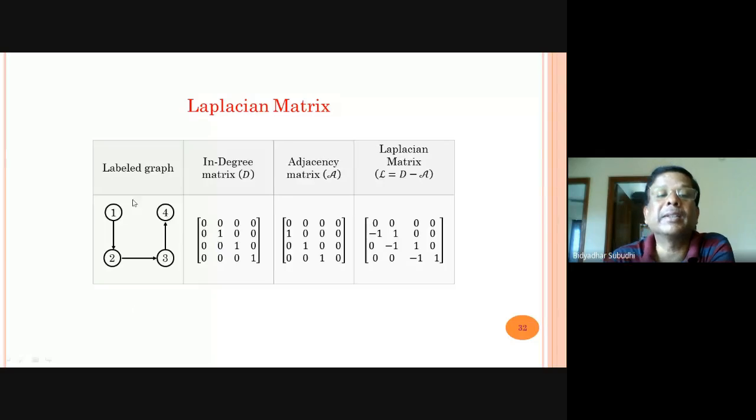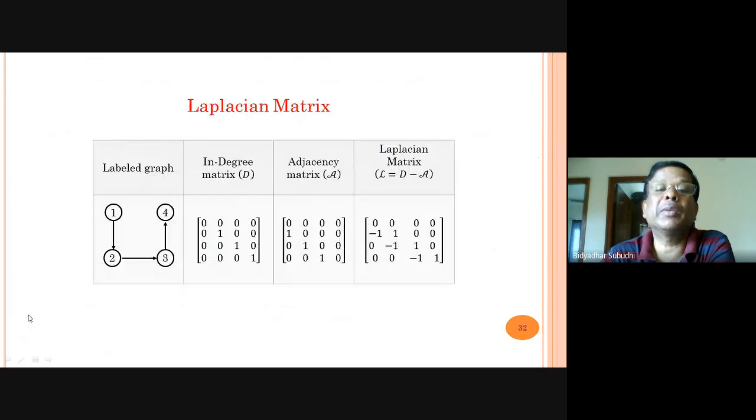This is an example of a graph. From this graph we find that the connectivity is not there between agents 1 and 4, and the rest of the connections are there. Therefore we can find the diagonal elements and the corresponding adjacency matrix, and then you subtract A from D, and you get the Laplacian of this graph.